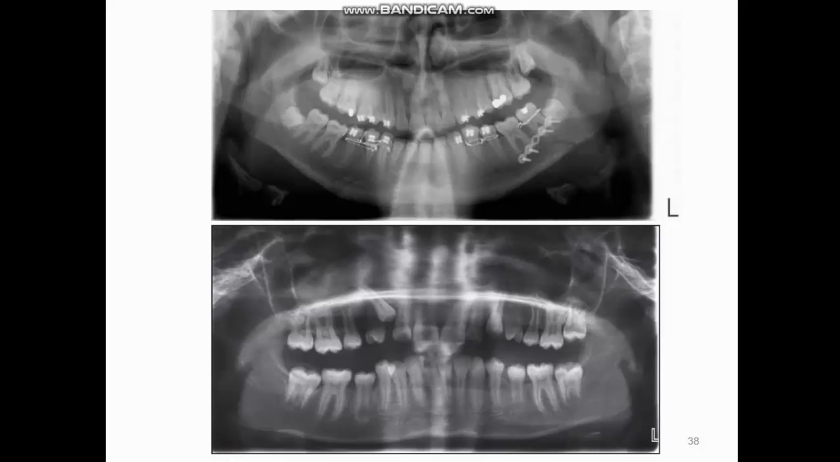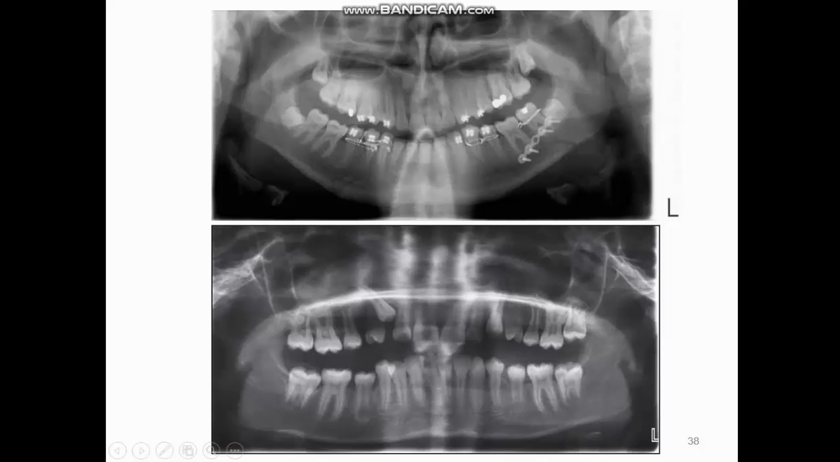Nevertheless, this radiographic examination presents a lack of details and resolution of some structures due to overlapping anatomical structures in the image, and mild distortion and magnification. That's important. Disadvantages of panoramic radiography are overlapping of anatomical structures in the image and mild distortion and magnification, as you can see here.